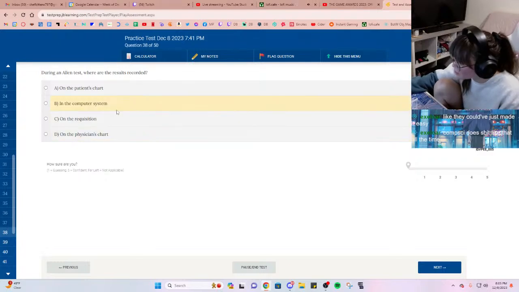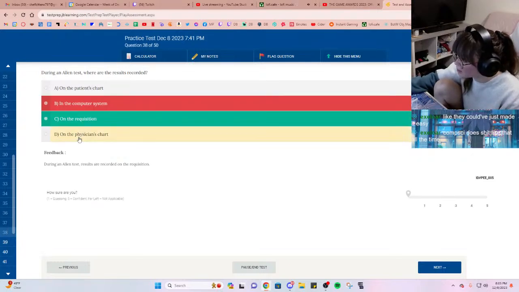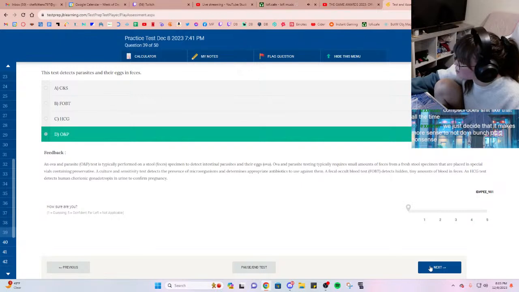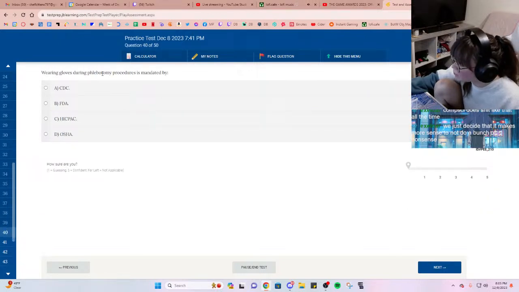Where are the results recorded? On the requisition. Oh, okay, that makes sense. During an Allen test, results are recorded on the requisition. Okay, makes sense. This test detects parasites and their eggs in feces. O and P. We just had a question similar to that. Wearing gloves during phlebotomy procedures is mandated by OSHA.